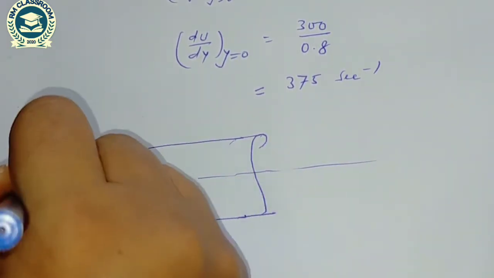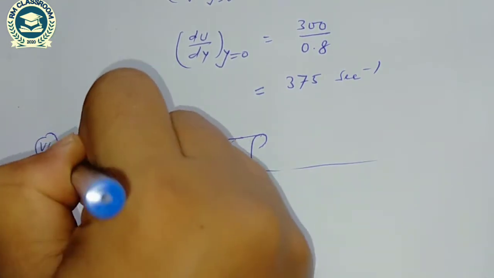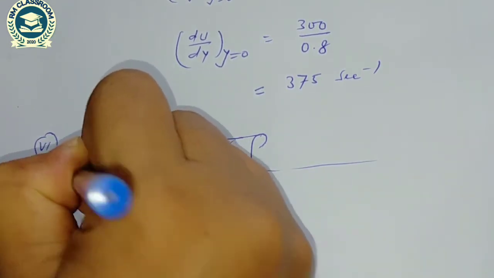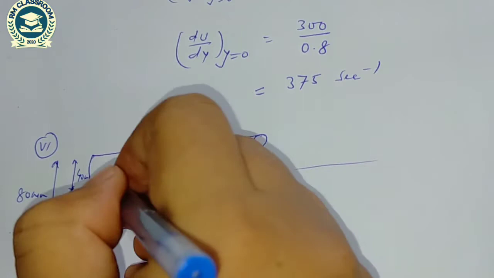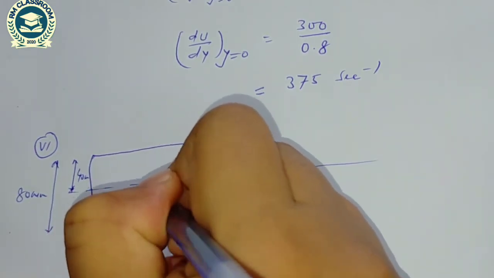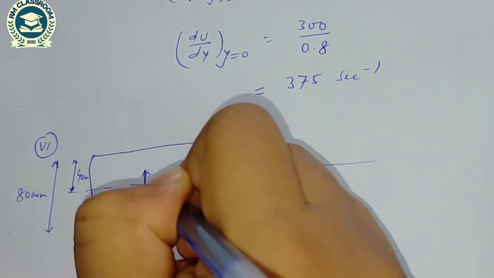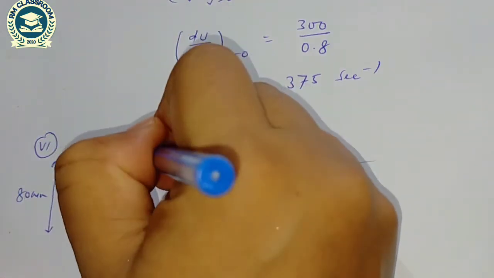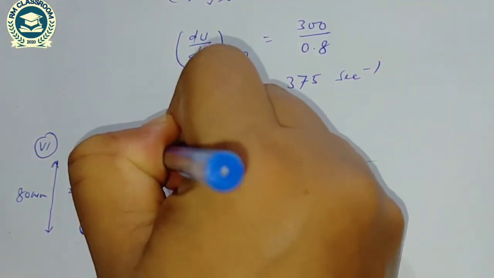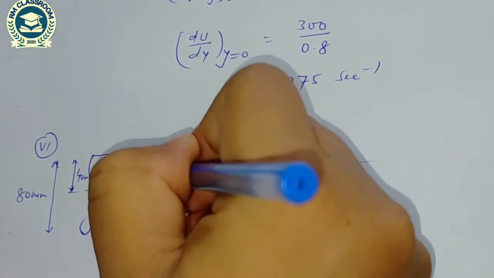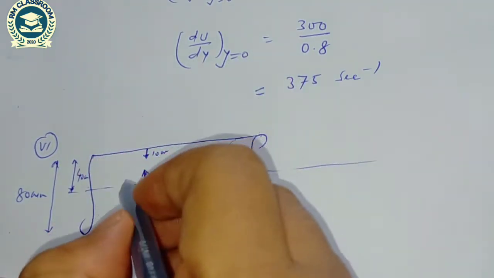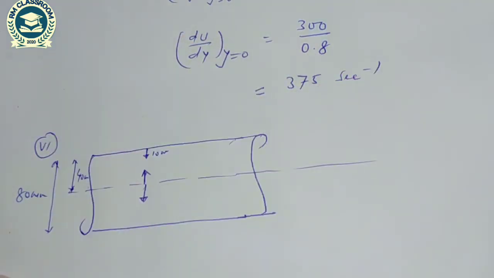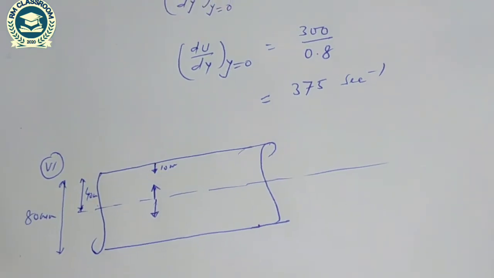This is 80 mm. This is 40 mm radius, and this is from the center line. We have to compute the velocity 10 mm from the wall. So this is wall, this is 10 mm. So from the center line it is how much? 40 minus 10 means 30 mm.